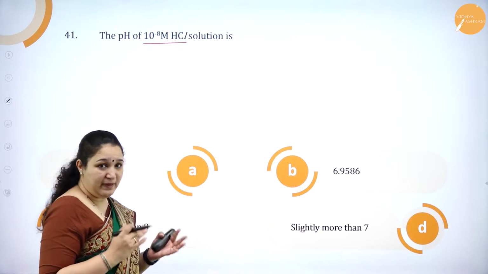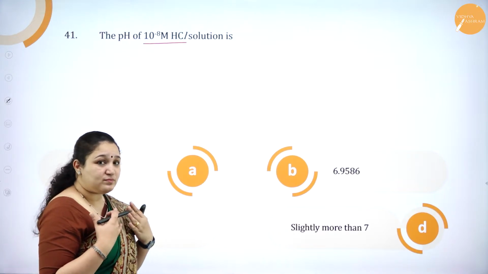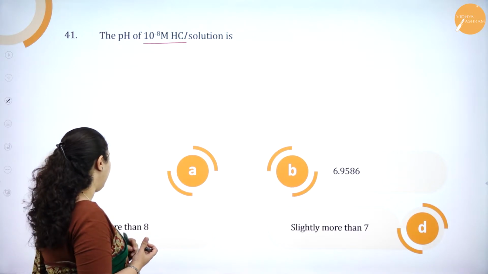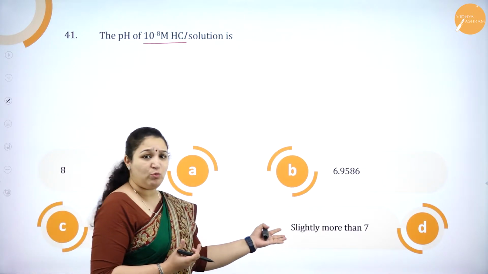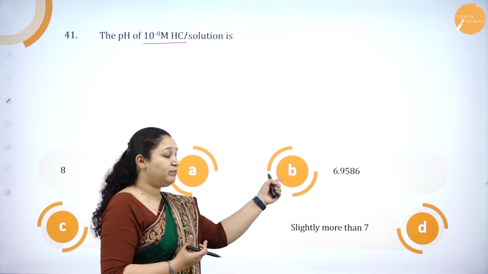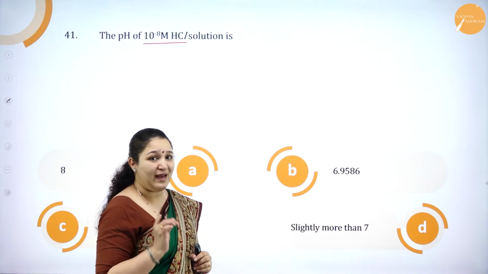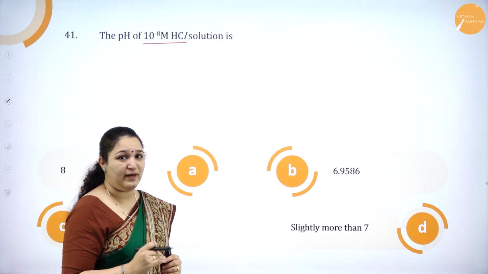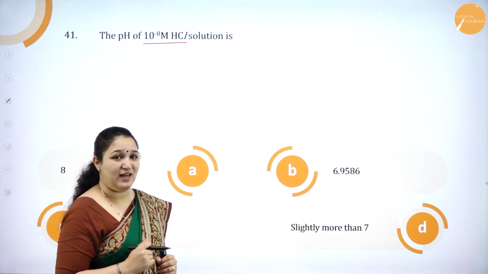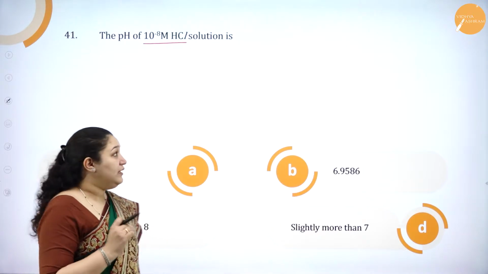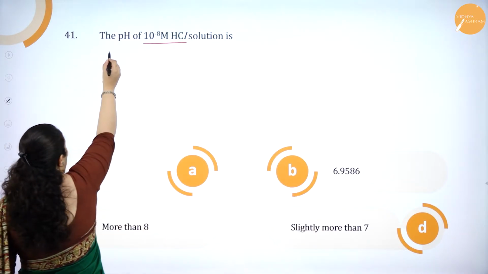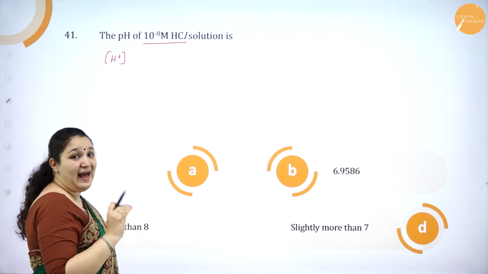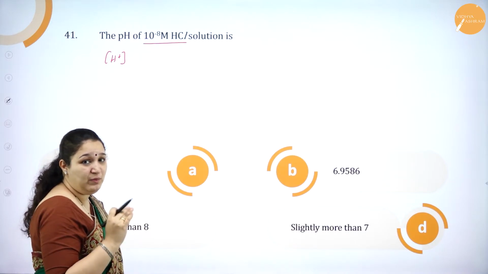We know that practically, or just when I think HCl is an acid, it cannot have pH 8 or more than 8 or slightly more than 7 also. So it should be 6.9. Without calculation, I can just guess the answer. But how are we going to calculate and find out? I shall explain. Here we have to consider the H plus ion concentration from HCl as well as which we are getting from water.